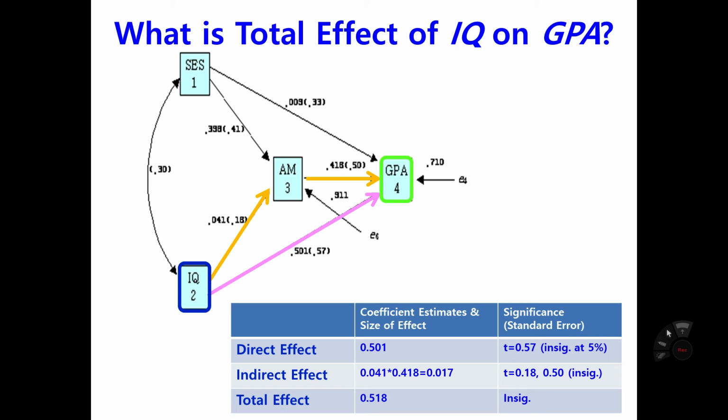For the significance test, the standard error is in brackets, so the t-value for the direct effect is 0.57. We can say that because it's lower than 1.96, it is statistically insignificant at 5%. How about the indirect effect? 0.18 t-score and 0.50 t-score, so it's insignificant again. So we can say the total effect is insignificant.